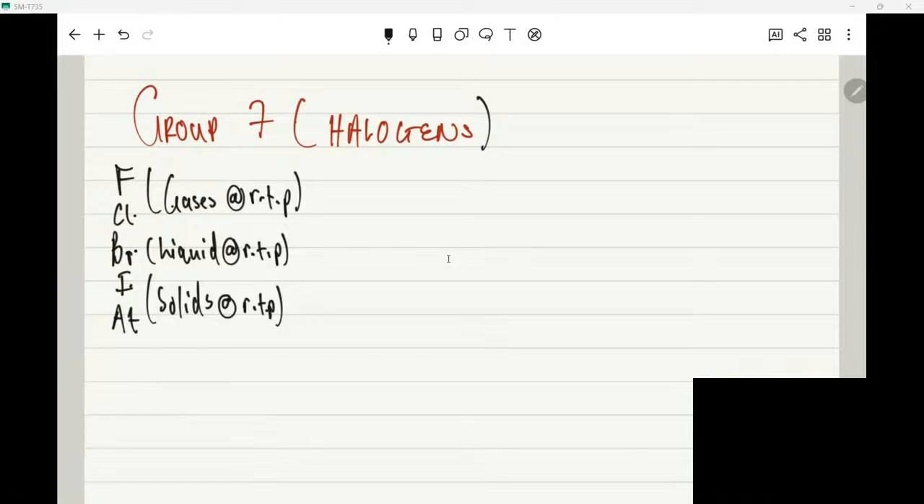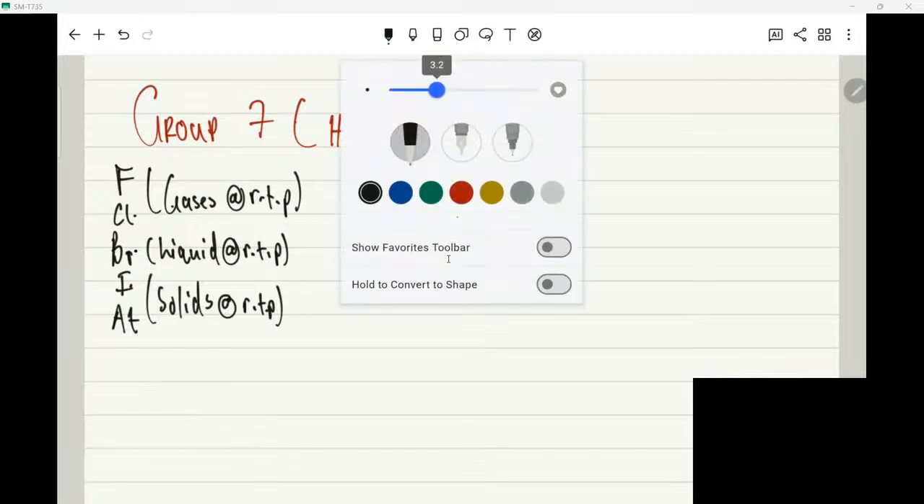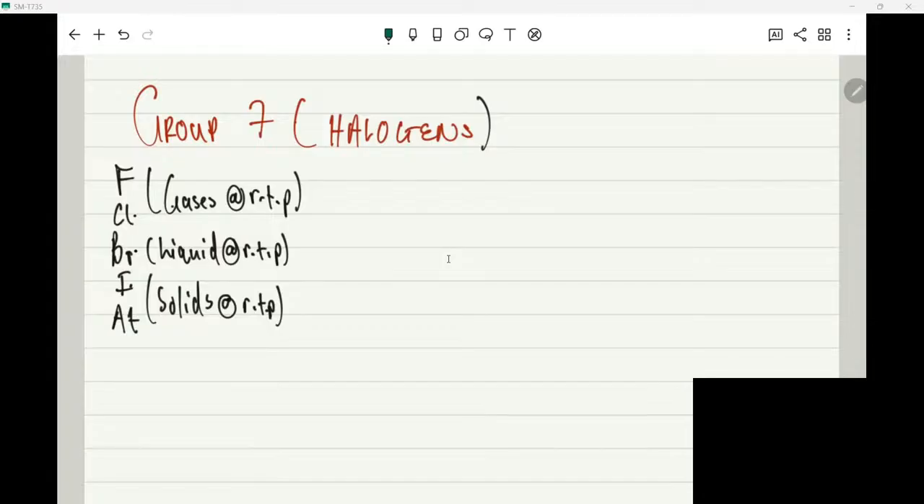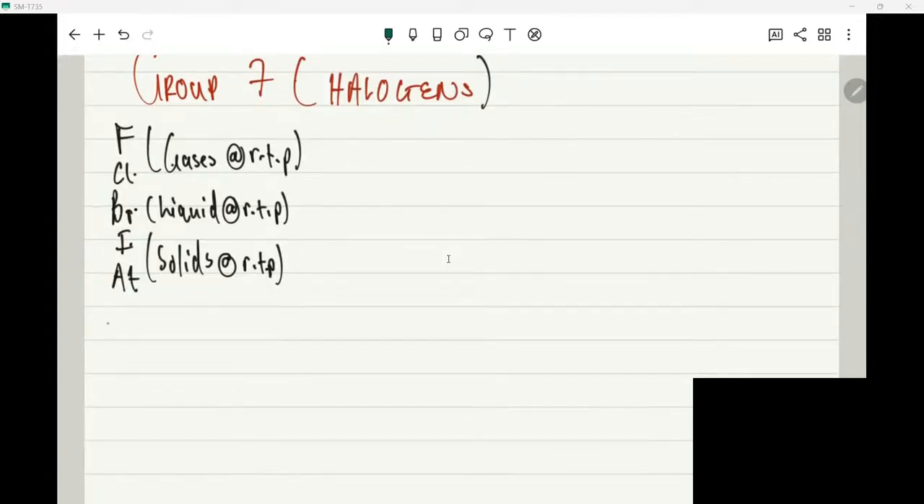Now, of course, we know that they have 7 electrons in their last shell. But what must you know? You should know that group 7 elements are poisonous. Okay? They're poisonous. So here we say that these are gases, but let me give you the colors, because you must know the colors of these gases.